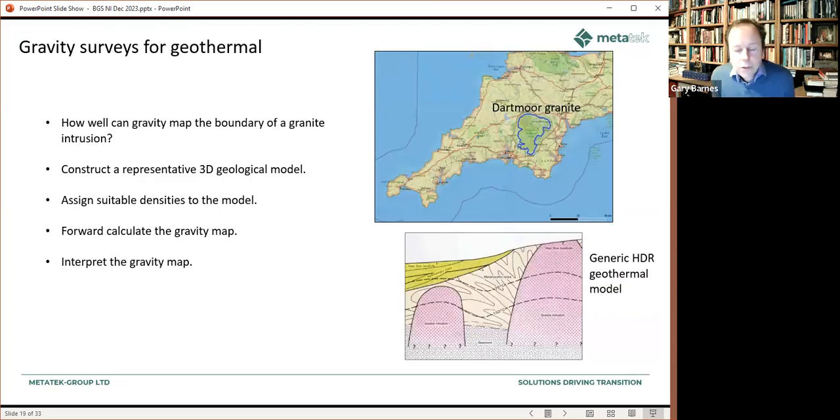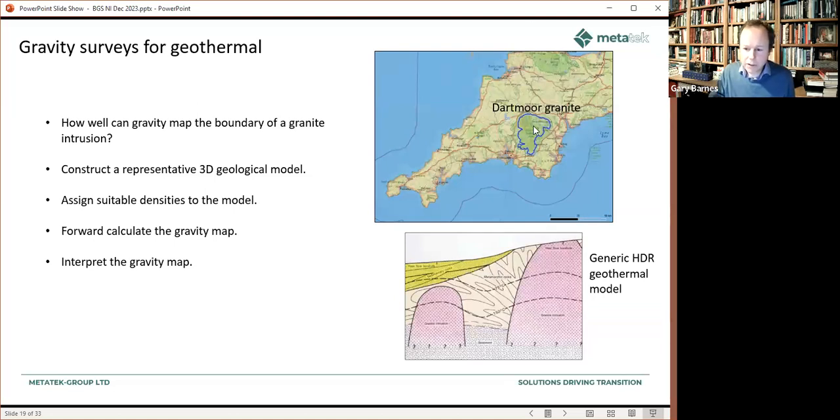So I'll move on now to talking a bit more about the geothermal applications of airborne surveys, gravity gradiometry and gravity surveys. But first of all, just seeing how gravity is being used in geothermal exploration. We'll look at a fairly simplistic model of a granite geothermal system.